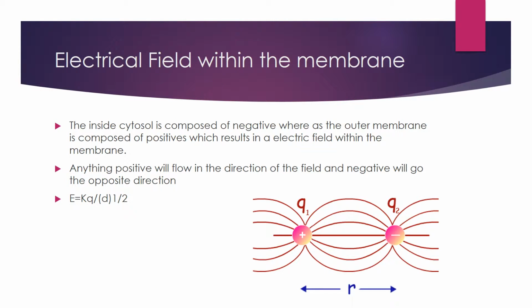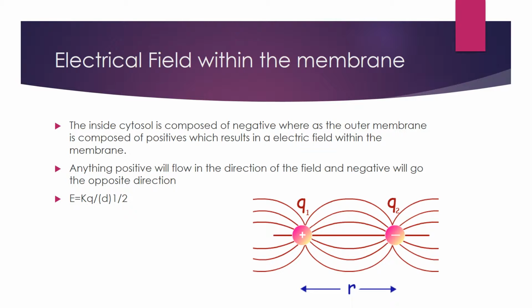Electrical field within the membrane. The inside side of the membrane is composed of negative charge, whereas the outer membrane is composed of positive, which results in an electrical field within the membrane. Anything positive will flow in the direction of the field, and negative will go the opposite direction.